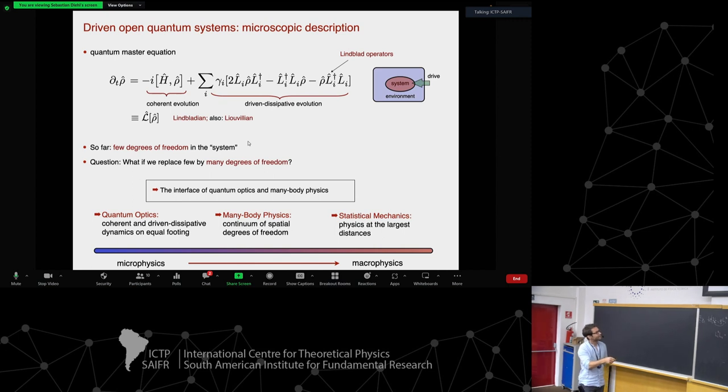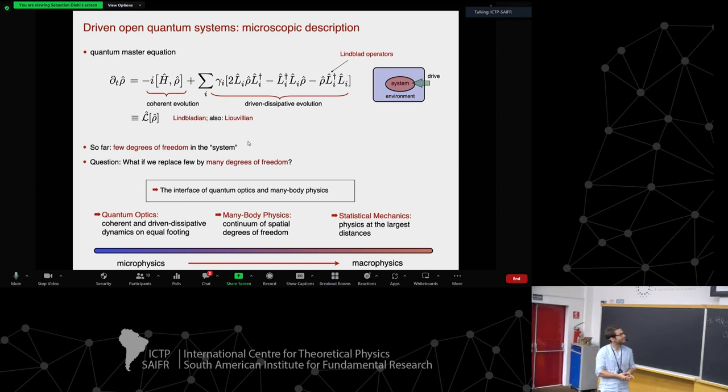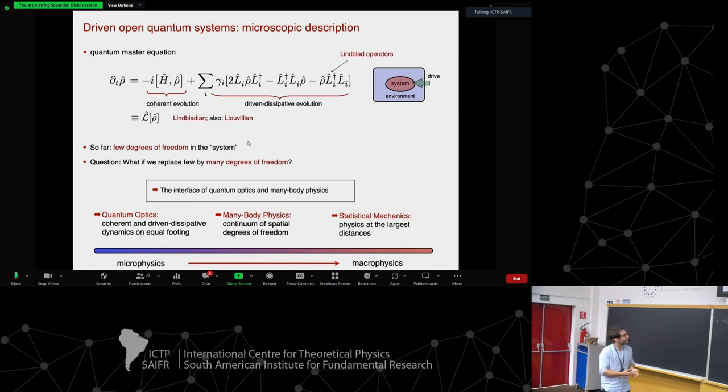And that will really bring us to this pretty recent interface of quantum optics and many-body physics, in the sense that the systems that we'll target here share with a typical quantum optical system that coherent Hamiltonian and driven dissipative Lindbladian evolution occur on an equal footing. If you ignore one of these, you get screwed. You make an order one error. But on the other hand, we want to look at systems that share with many-body physics that they have a continuum or an extensive thermodynamically large set of degrees of freedom.